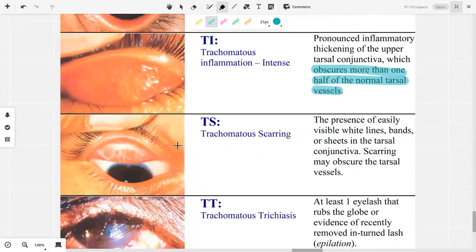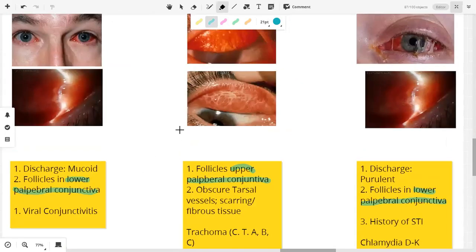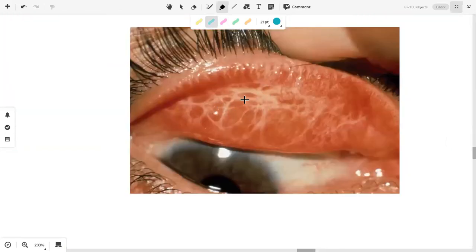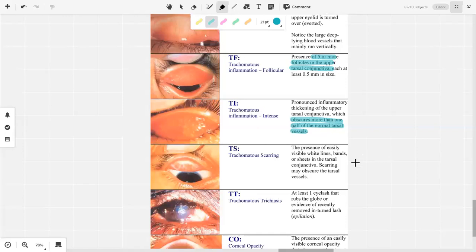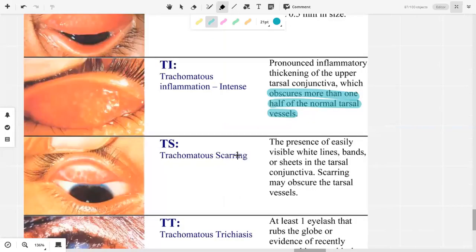Our third stage is that of scarring, which means that there are white lines or white scars, just as you saw over here. In this case, we were not able to appreciate the follicles, and we are not able to see the conjunctival vessels, and we see scarring. We see bands of fibrous tissue. So this is the third stage, trachomatous scarring: visible white lines, visible white bands in the tarsal conjunctiva.